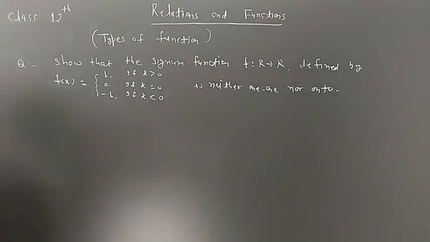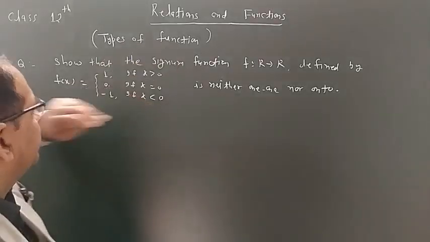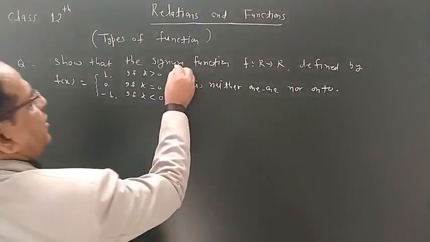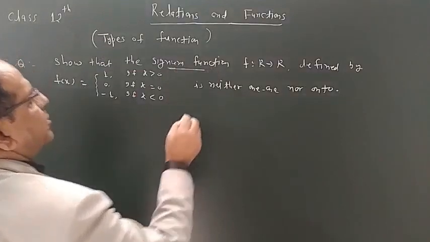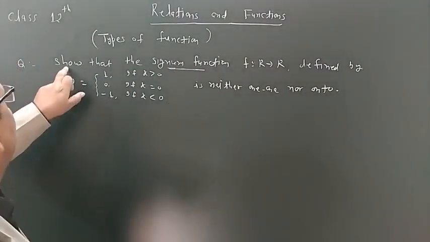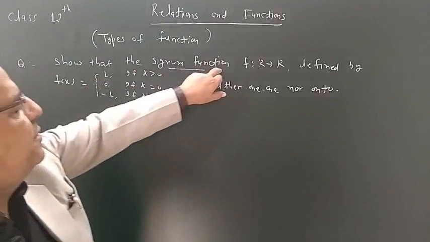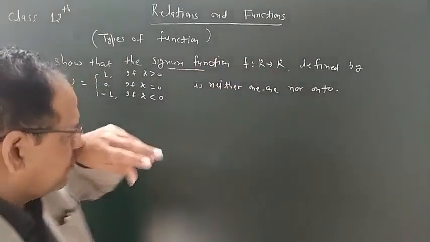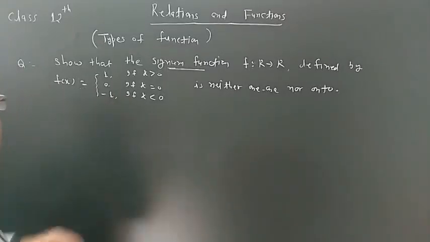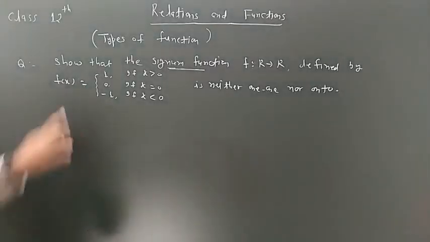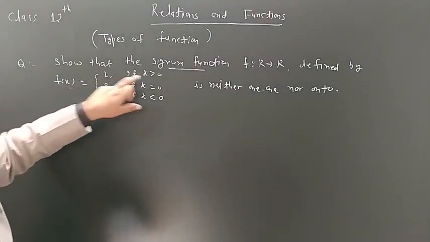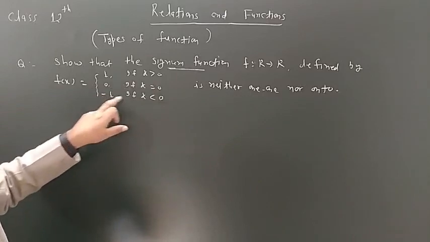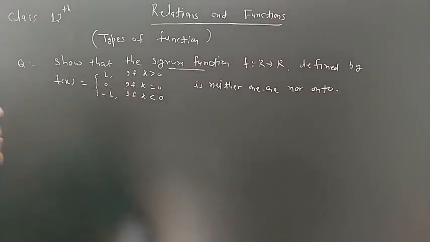Now I am taking one more problem based on types of function, the problem based on the signum function. We already studied the signum function in class 11. Show that the signum function f from the set of real numbers to the set of real numbers, defined by f(x) with three values: f(x) equal to 1 if x greater than 0, 0 if x equal to 0, and -1 if x less than 0.